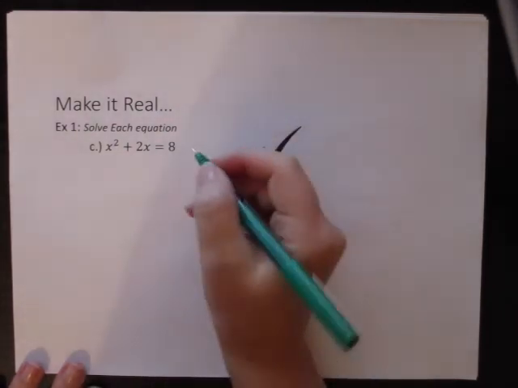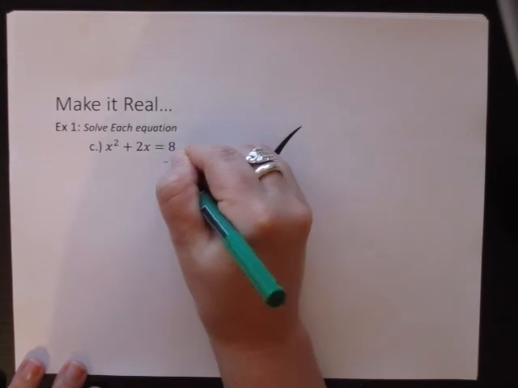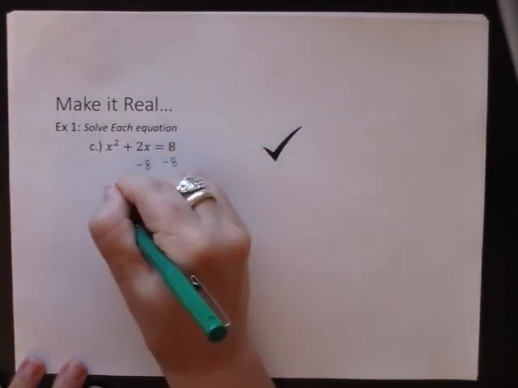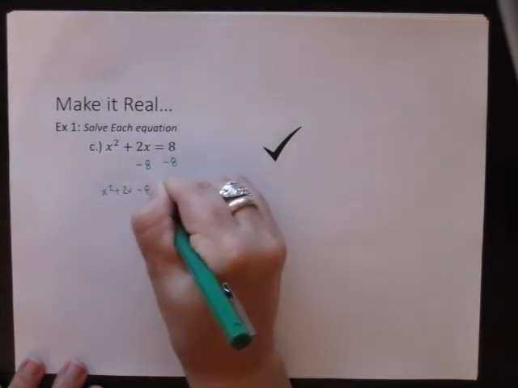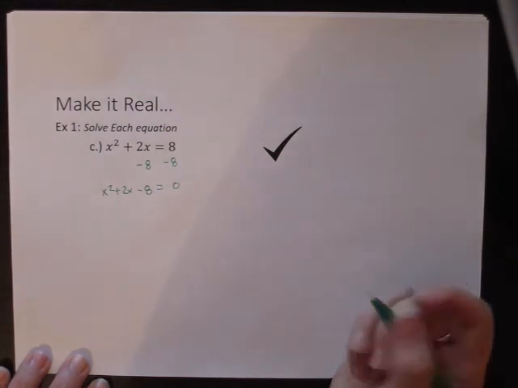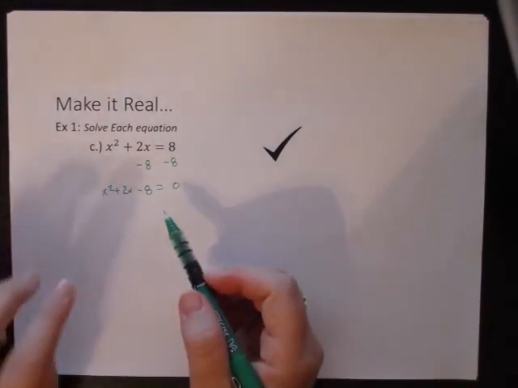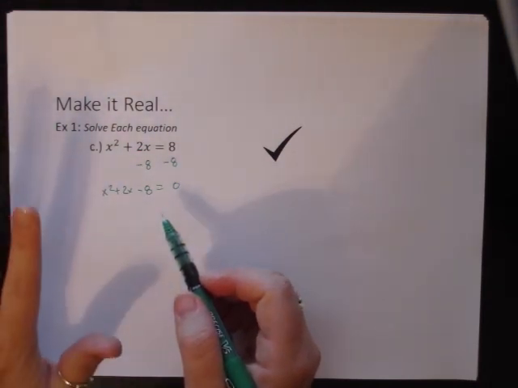So if I look at this equation, I don't have a 0 in here. So what I have to do is create that 0. So I'm going to subtract 8 on both sides. So I'm going to get 0 equals x squared plus 2x minus 8. Alright, so now what I see is I have 3 terms. So if I have 3 terms, it can either be a equals 1, a doesn't equal 1, or it could be a perfect square trinomial.